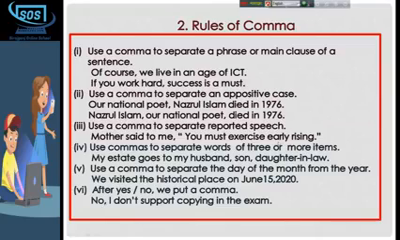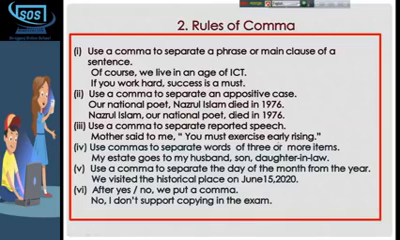In the same way, when the apposition is after the subject, Nazrul Islam, our national poet. Here Nazrul Islam is subject, our national poet is an apposition, and it is after the subject. So in the case of apposition, after subject we will put two commas.